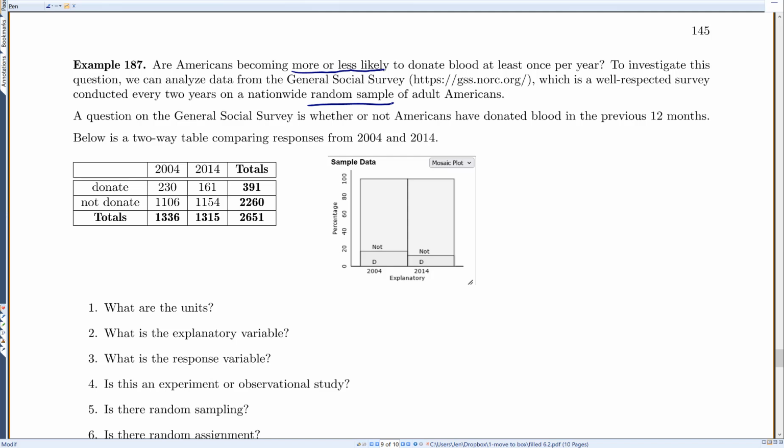Let's see, when we look at this, what would the units be? They're surveying adult Americans, so the units would be the individual American adults. What do you think the explanatory variable would be? They're trying to see, did our rates of donating blood change over time? So we want to compare from 2004 to 2014 to see if we're changing how much we donate.